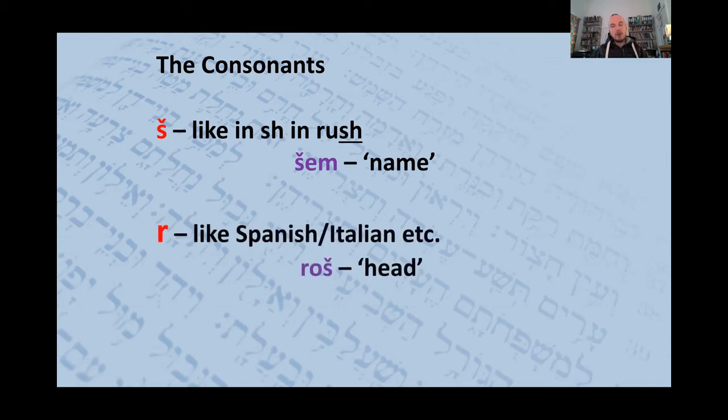Next, we've got r, not quite so difficult, but it's pronounced not like we do in English, but a little bit more rolled, like in Spanish or Italian or other continental languages. So Rosh is the word for head, as in Rosh Hashanah, which means the head of the year or the start of the year. Have a go at pronouncing Rosh. And don't worry if you find rolled R's a little bit difficult. Lots of people do. Just have a go at it and make the nearest sound you can. Rosh.